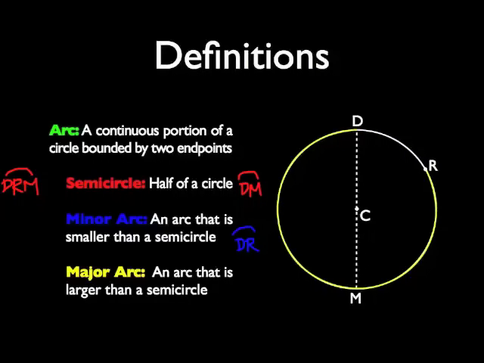And the only way that we can name a major arc is by using 3 points. The two endpoints and a point on the major arc. So the name for this major arc is arc DMR, or arc RMD. Notice that the endpoints are the first and last letters in the name of the arc.